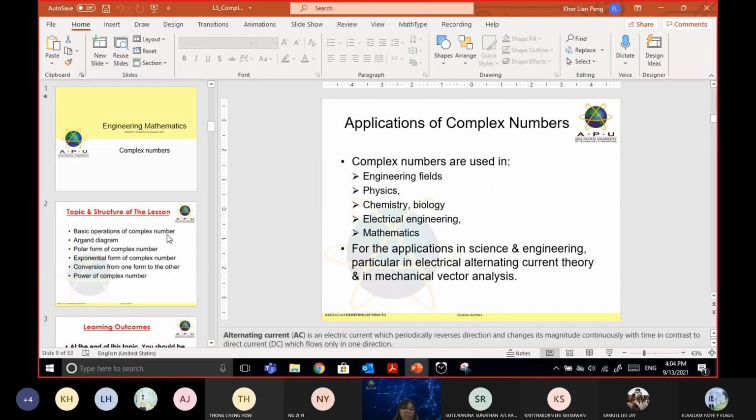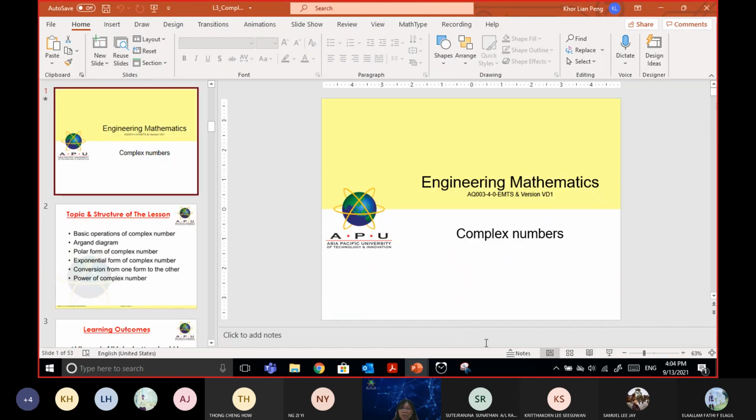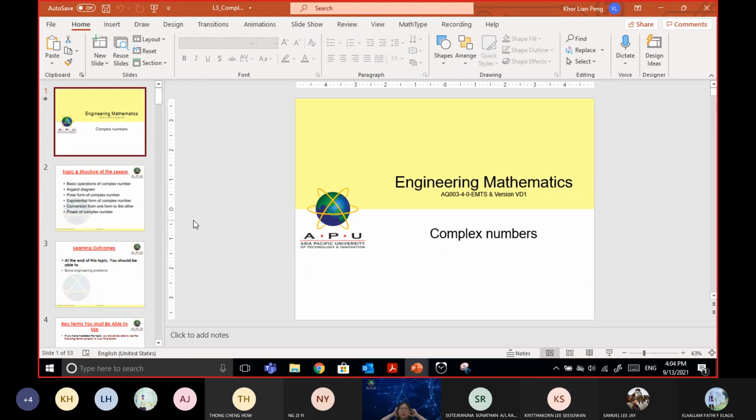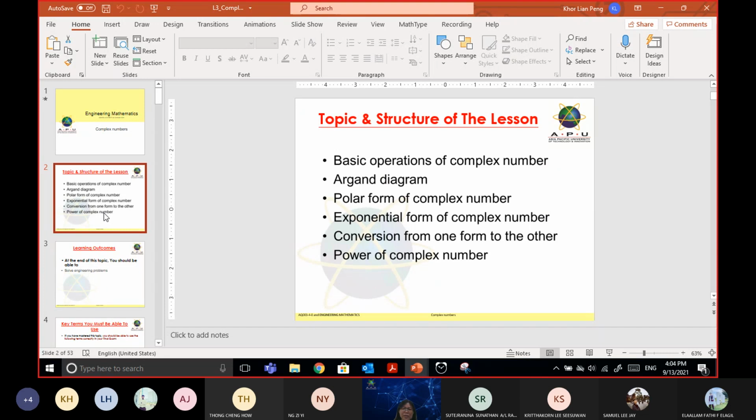Okay, then let's proceed to our third topic. So the third topic is about complex numbers. I think this topic should be new to you. I think you never learned about this in the maths that you learned in high school. So now you may be wondering what is the meaning of complex numbers.